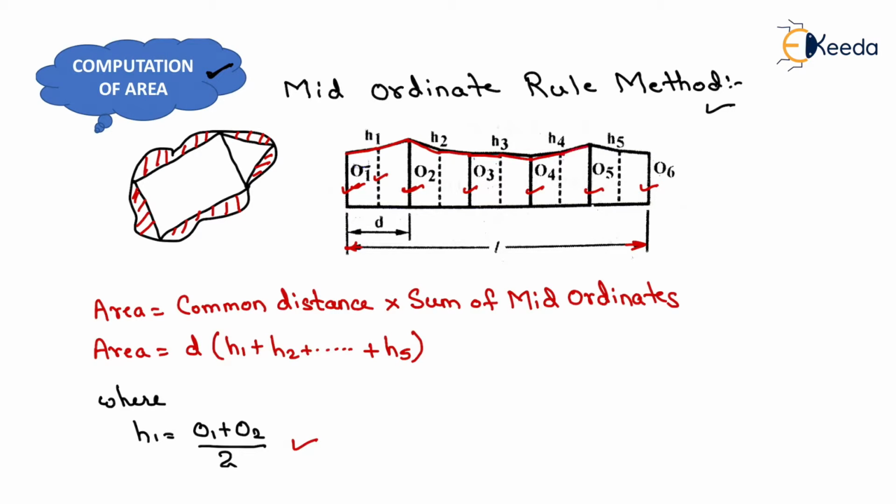Now this will be joined by straight lines according to the mid ordinate rule like this. Now to compute the total area, we will use the formula, that is common distance, which is shown here. That is the distance between two offsets. It is represented by small d. So area will be equals to common distance into sum of mid ordinate, that is h1, h2, h3, h4, h5. So we will write the formula as area is equals to d into in bracket h1 plus h2 up to h5 according to this figure. That will be the mid ordinate rule method for the computation of area.